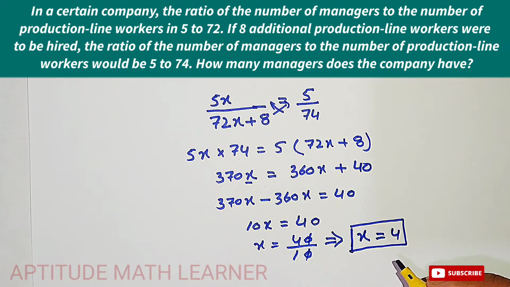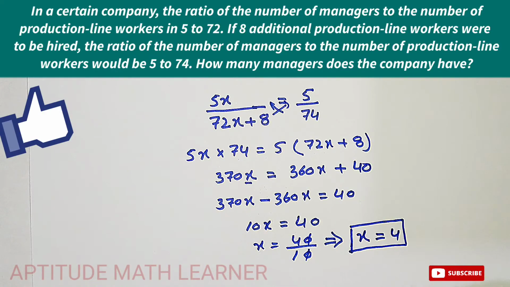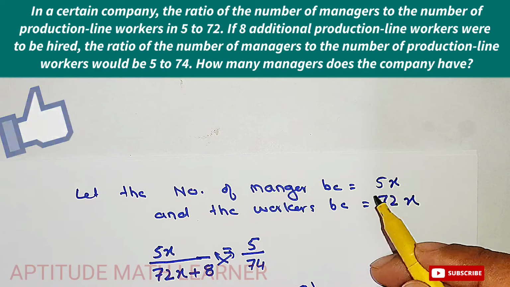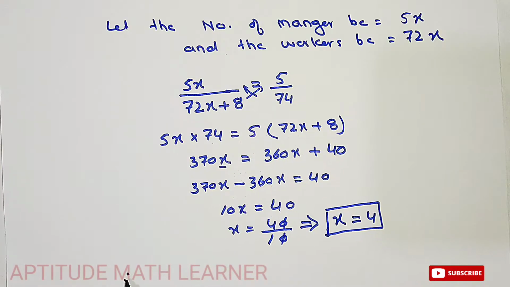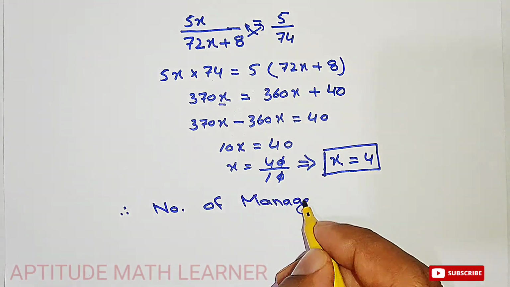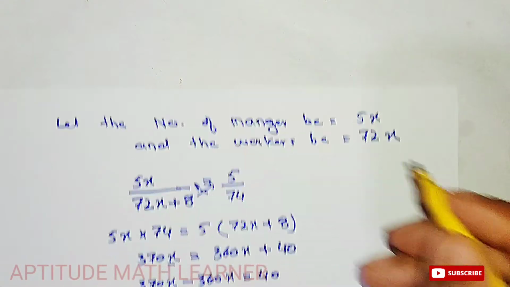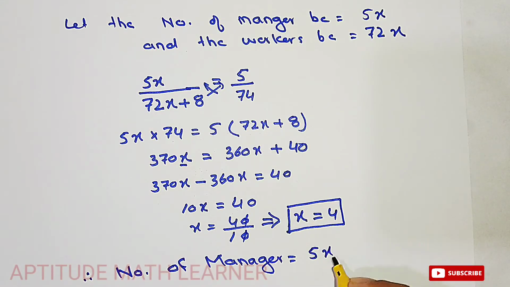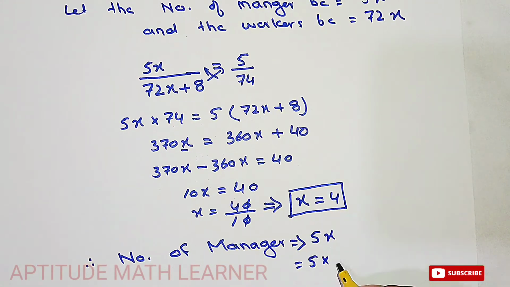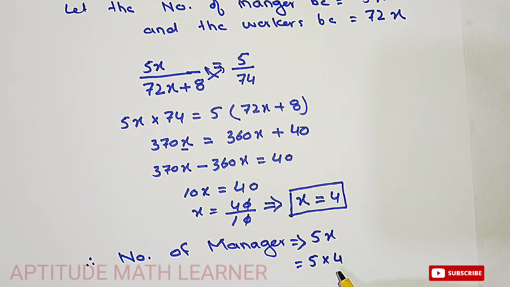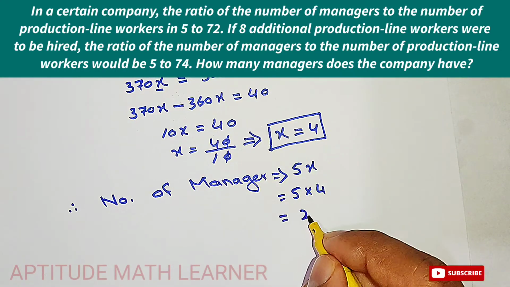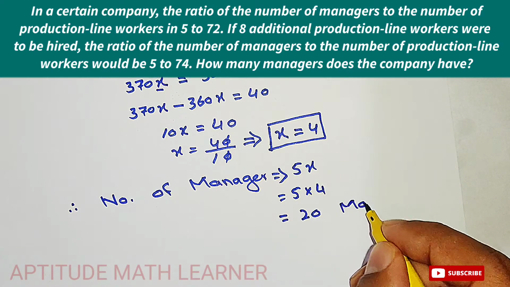Now the thing which we have to do is find out the number of managers, and the managers are in the ratio 5x. So therefore the number of managers: how much is the ratio? That is 5x. So this becomes 5 multiplied by 4. So 4 is the value of x, and this becomes 5 multiplied by 4 that is 20 managers.